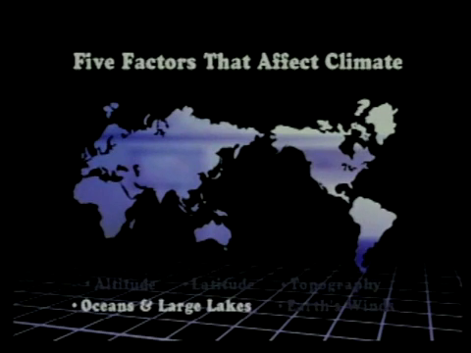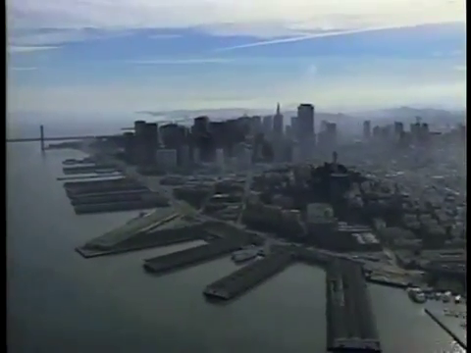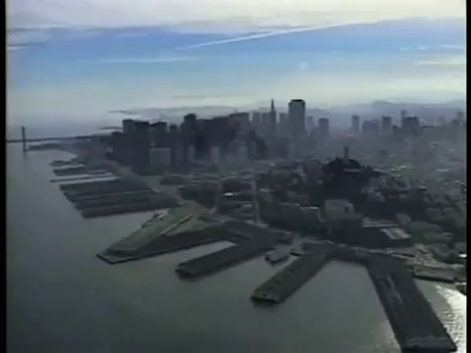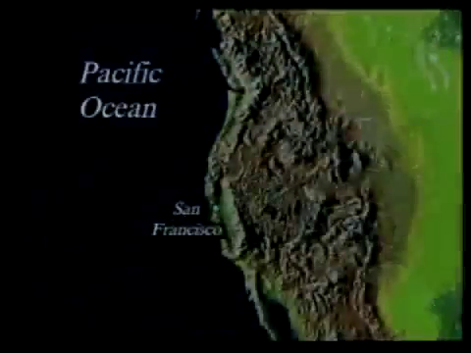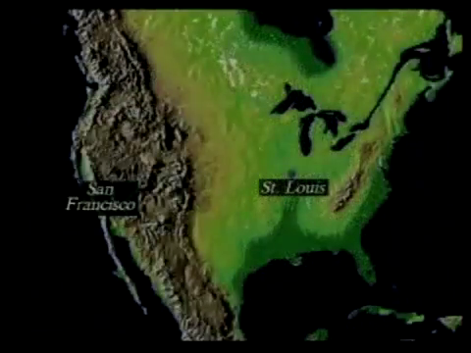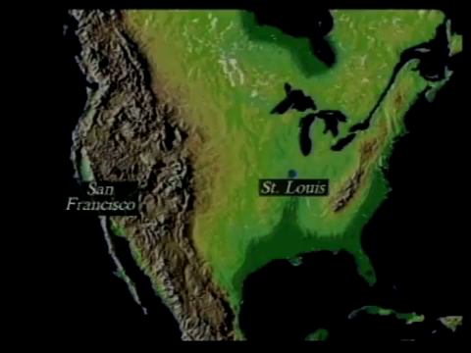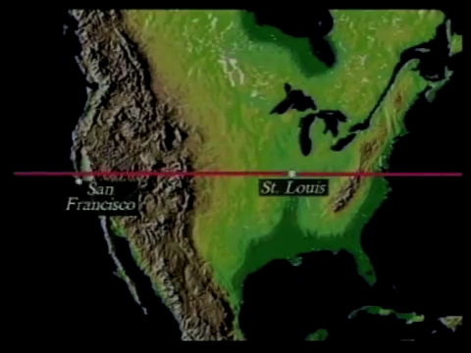Oceans and large lakes, the fourth of the 5 factors that affect climate, often moderate what might otherwise be more extreme weather conditions. An example occurs in San Francisco, California, on the shores of the Pacific Ocean. San Francisco and St. Louis, Missouri, a city some 2,000 miles or 3,300 kilometers to the east, lie at about the same latitude, and so get about the same amount of solar energy each year.